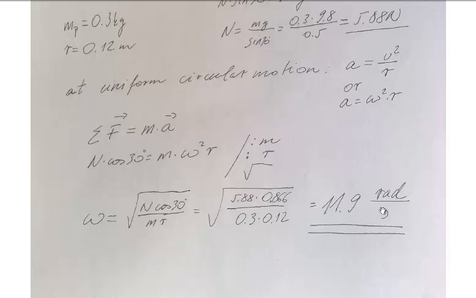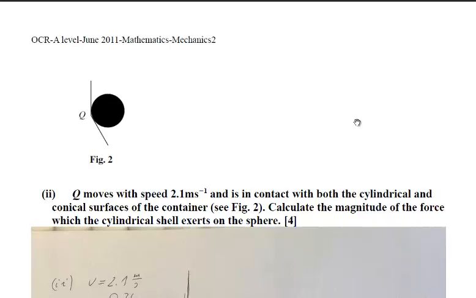radians per second. Q moves with speed 2.1 meters per second and is in contact with both the cylindrical and conical surfaces of the container. See figure 2. Calculate the magnitude of the force which the cylindrical shell exerts on the sphere.